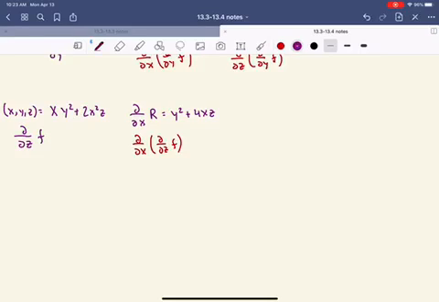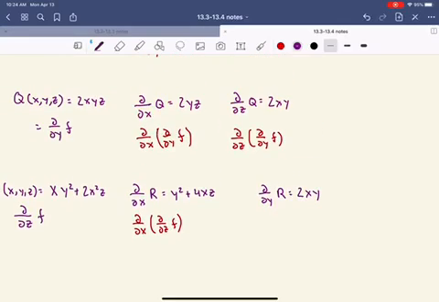And likewise, the partial with respect to y of R should match the partial with respect to z of Q. Taking the derivative of this with respect to y gives 2xy. And look at that, it matches with this perfectly.